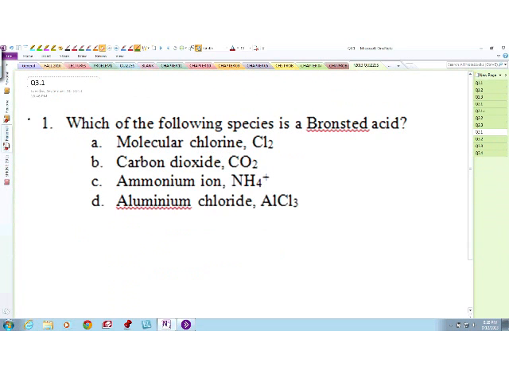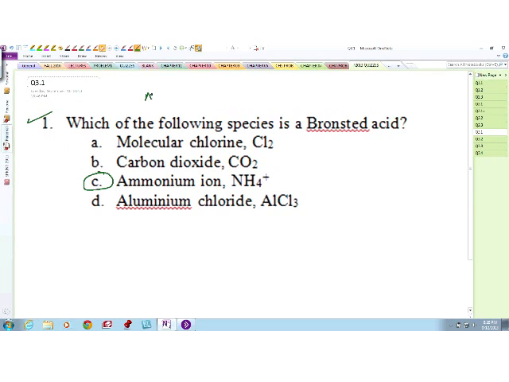Okay, Attila, can you go ahead and read this for us? Which of the following species is a Bronsted acid? Okay, thank you. What is the answer to this? Ammonium. Okay, C. How many people got C? Okay, that is correct. If I take a look at the choices that you have here, only C, ammonium ion, has a proton to give.